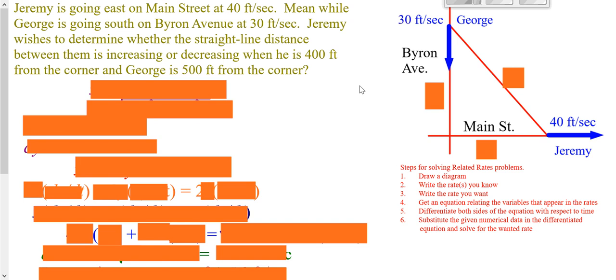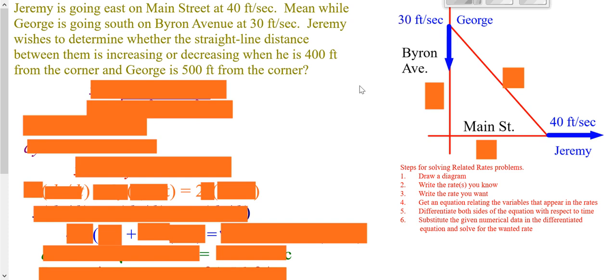Okay, so for this problem, we have Jeremy and George walking in town. Jeremy's walking east on Main Street at 40 feet per second. Hey, that's a rate, so we know that's going to be a derivative. Meanwhile, George is going south on Byron Avenue at a rate of 30 feet per second. That's another rate. That's going to be another derivative.